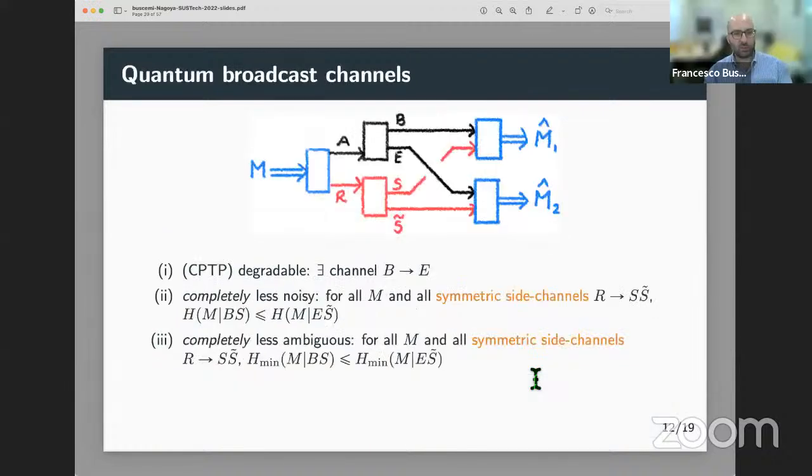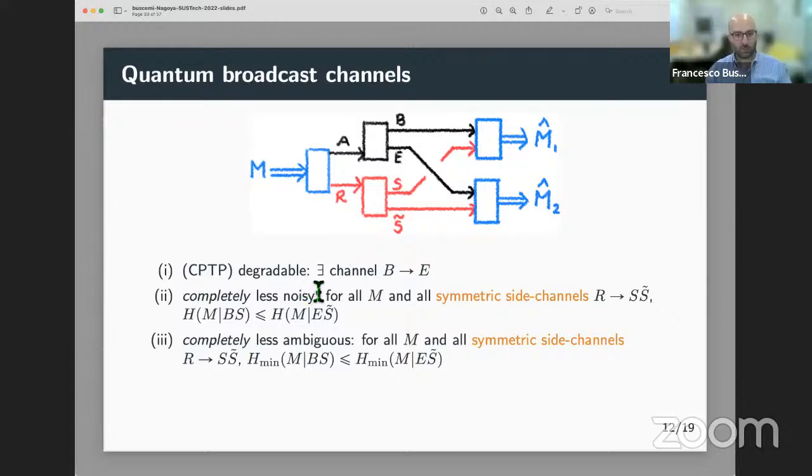So you can do something similar also in the quantum broadcast channel scenario. I give you a quantum channel with one input A and two outputs B and E. Now these are all quantum systems. And again, you want to capture the idea that Bob has more information than E. Okay, so how can one do that? Again, there are many ways in which one can consider this kind of question. This is one of them.